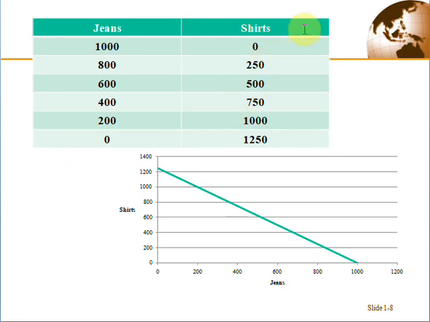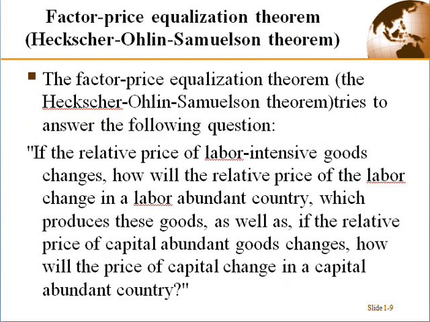If they decide to invest all their fund in producing shade, they produce 1,250 and zero gene. So their ability to combine the proportion of what to produce here tells a lot about their production possibility frontier. Okay, now factor price equalization theory.